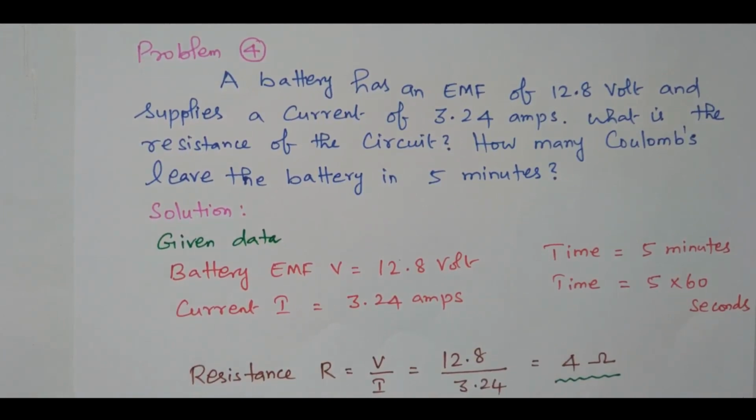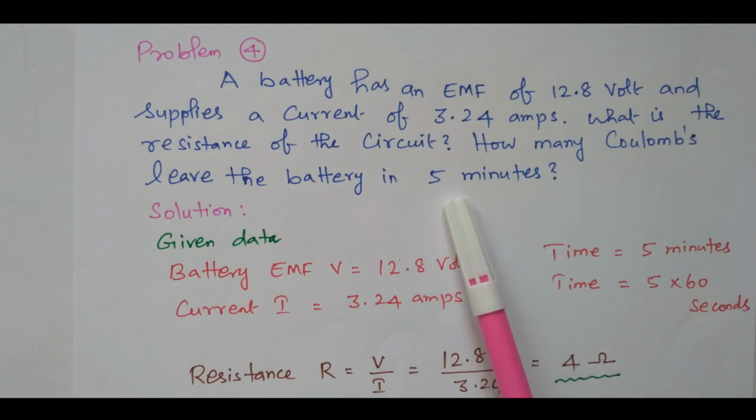So the fourth problem is: a battery has an EMF of 12.8 volt and supplies a current of 3.24 ampere. One battery is available. The EMF of the battery is 12.8 volt and current is 3.24 amperes. What is the resistance of the circuit? We need to find the resistance. How many coulombs leave the battery in 5 minutes? The two questions we need to find.